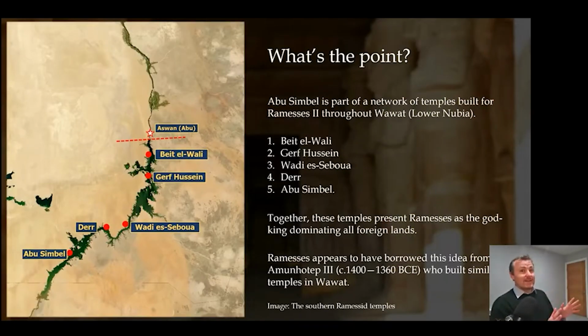And Ramesses was really good at doing that. He didn't really rock the boat that much in terms of his policies, in terms of his ideas, but he took ideas that had been established with earlier generations and ratcheted them up to 11. That was kind of his great skill as a king, solidifying what had already been done and expanding upon it in a really impressive way.